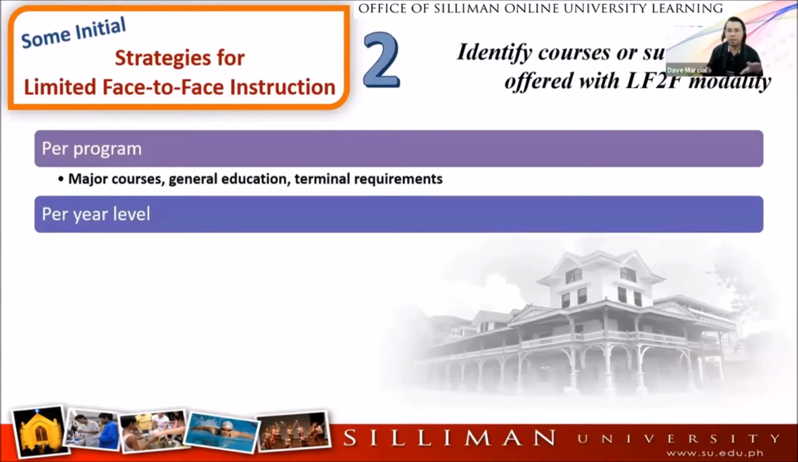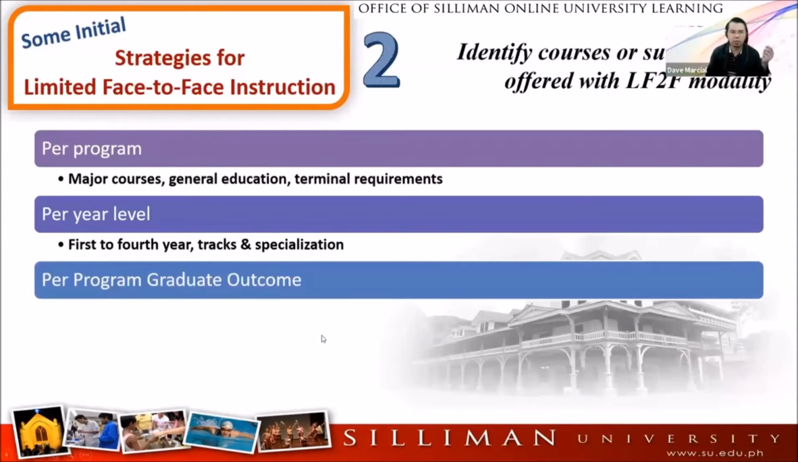We can also look at it per year level. Say, for example, maybe you will say only third year and fourth year, all courses of the fourth year, all courses of the fifth year will be offered with limited face-to-face. Or you can also look at tracks and specializations. Or only the carpentry major will go for limited face-to-face because that is necessary for them. Or only the major in can go into limited face-to-face.